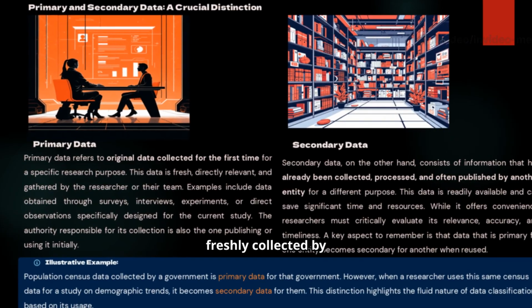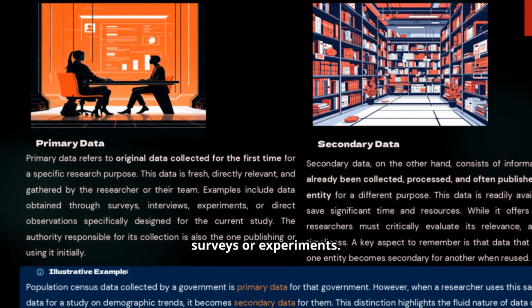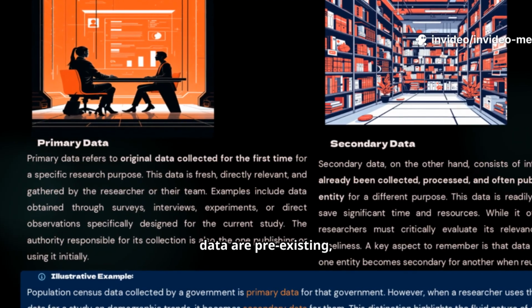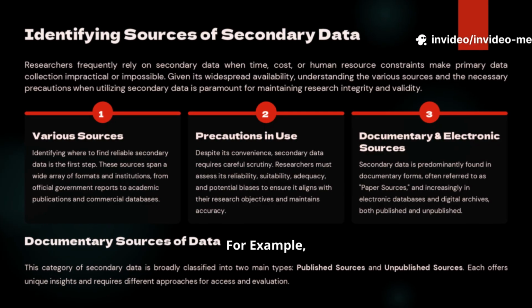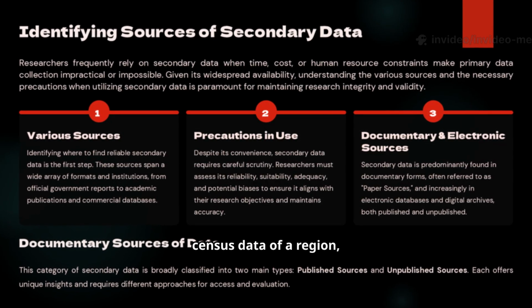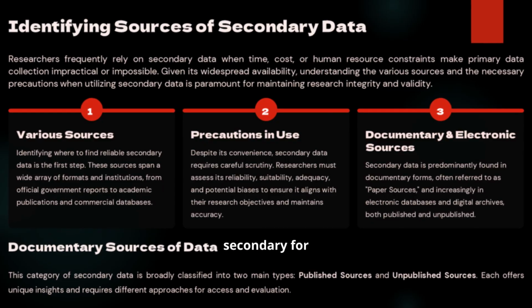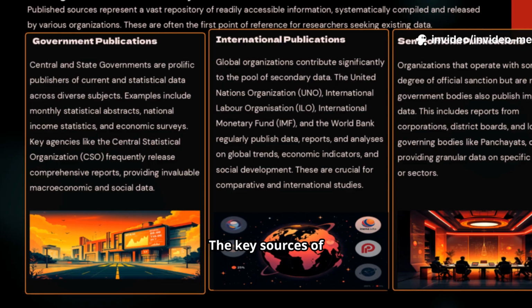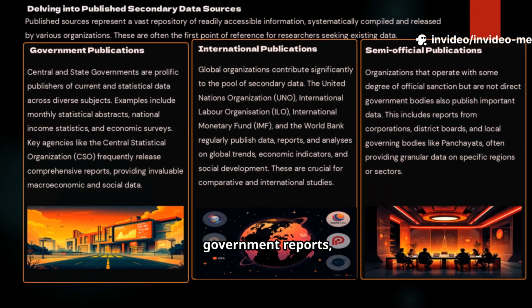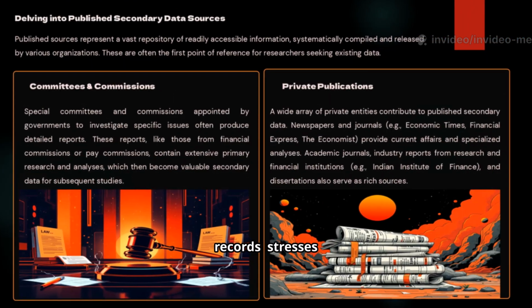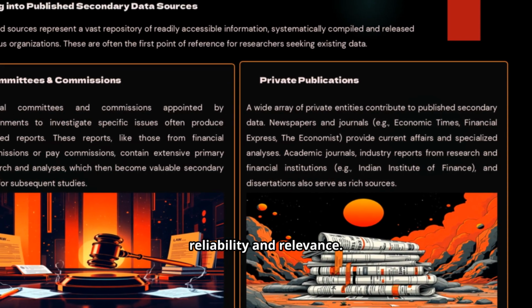Primary data are freshly collected by researchers for specific studies via surveys or experiments, whereas secondary data are pre-existing, sourced from libraries or archives, and reused with citation. For example, the population census data of a region, state, or country are primary data for governments but secondary for researchers using it later. The key sources of secondary data, like government reports, institutions, and private records, stress the need for careful evaluation of reliability and relevance.